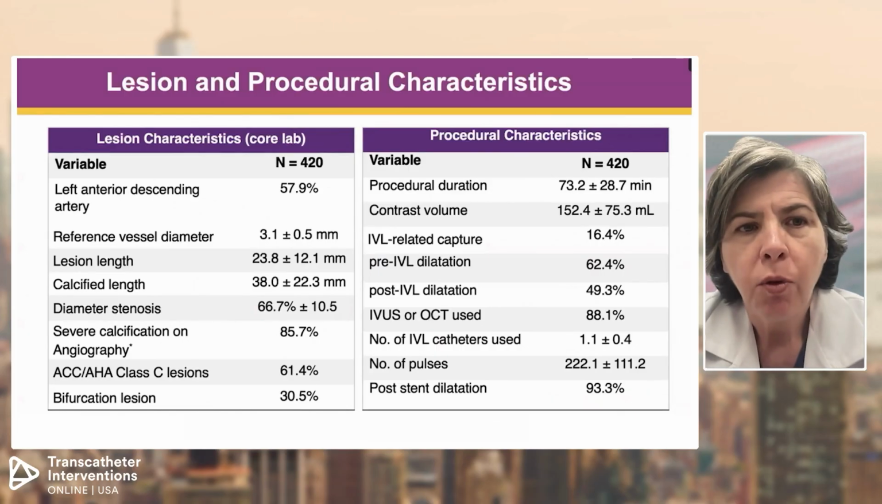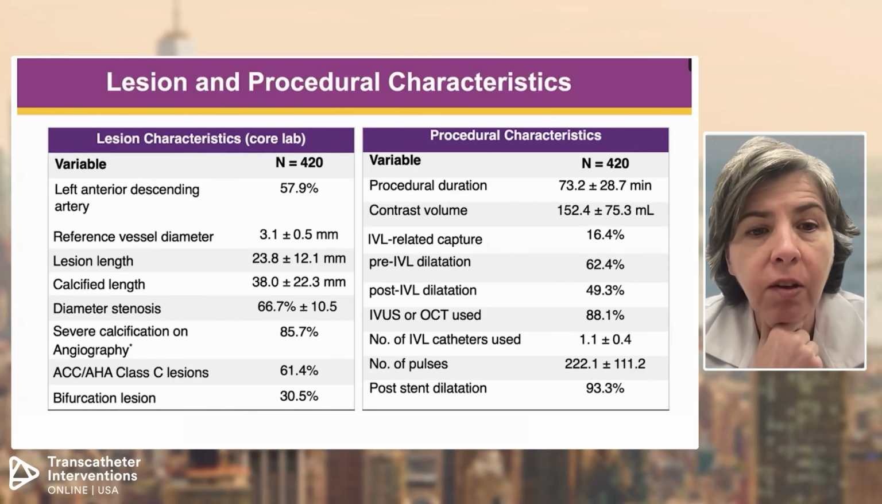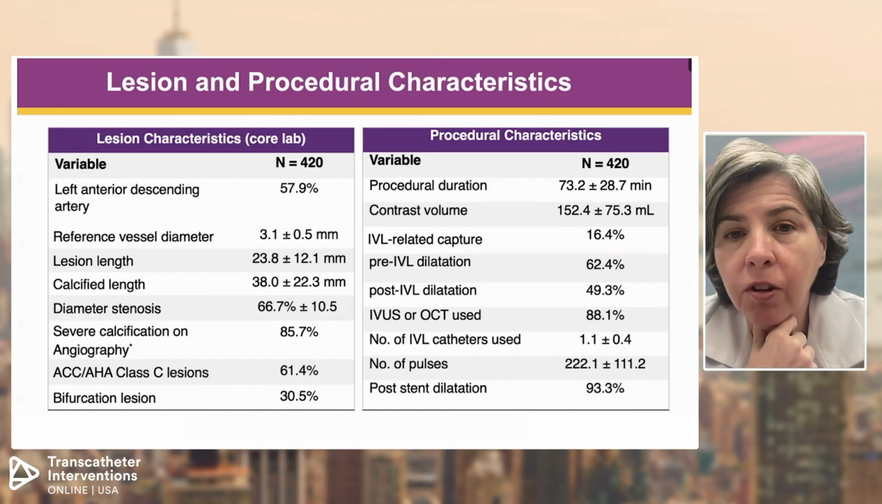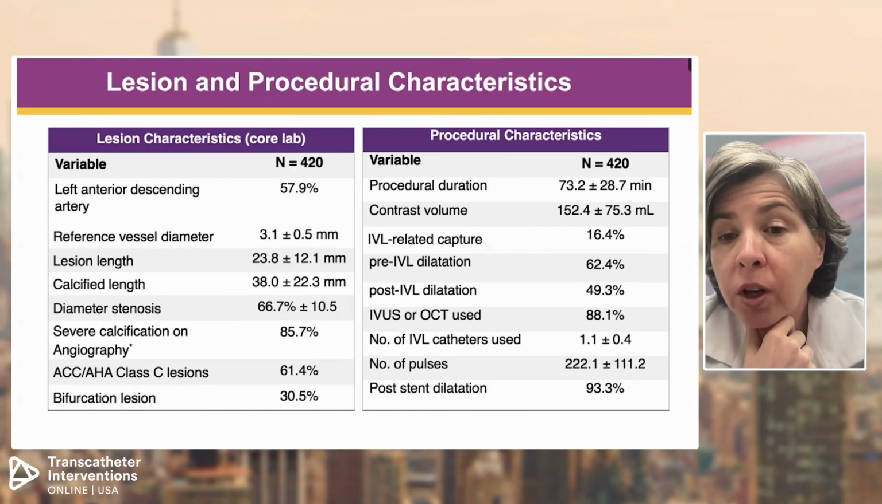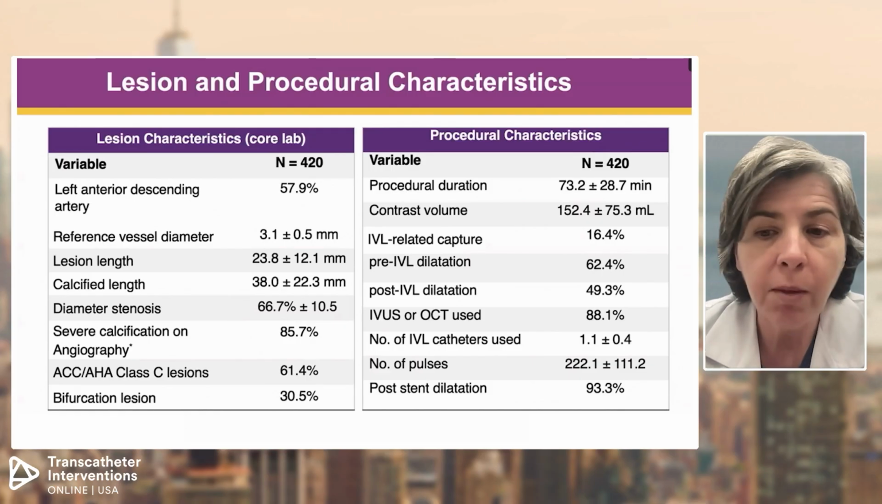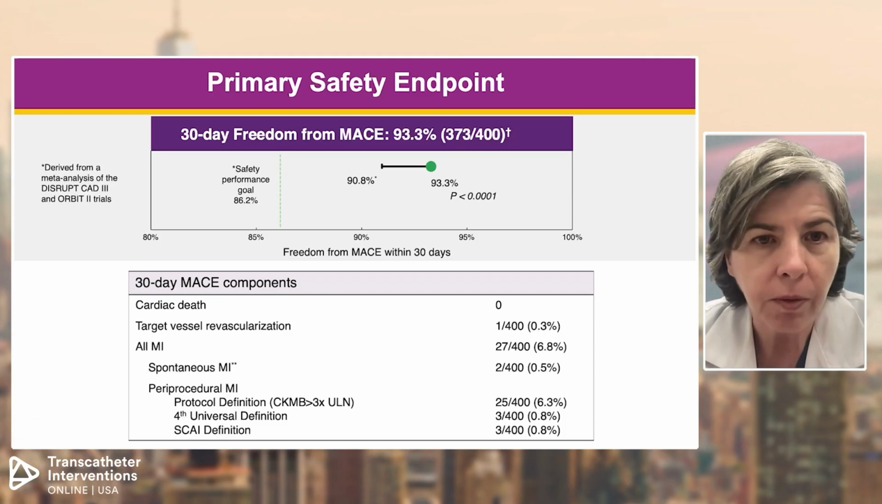Interesting things with regards to lesion and procedural characteristics: almost 60% of the lesions were in the LAD. The lengths of calcium were long, a mean of 38 millimeters. About 30% of the cases were bifurcations. In terms of the procedural data, there was very high use of imaging, 88%. Roughly 1 catheter was used per procedure, and the mean number of pulses delivered was 220, with this device having the capability of 320 pulses in total.